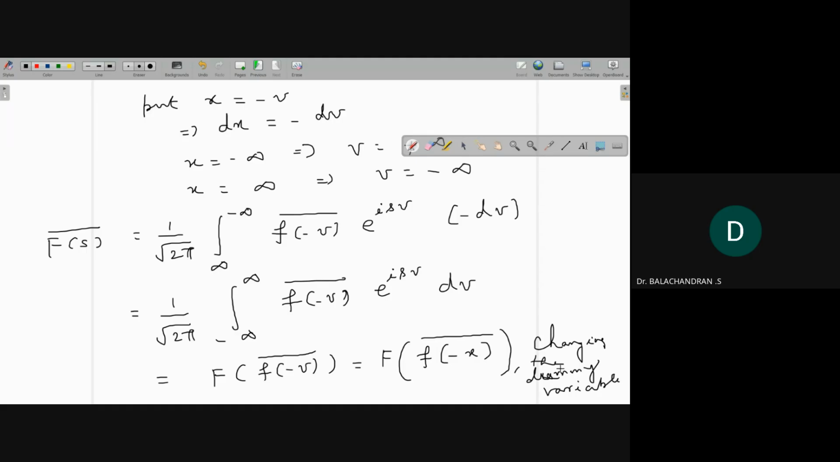Okay. Now I call this equation number 1. So equation 1 is: f of s whole bar is equal to the Fourier transform of f of minus x whole bar. This I call equation number 1.